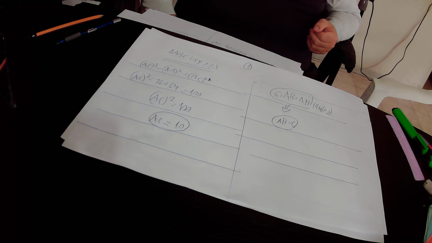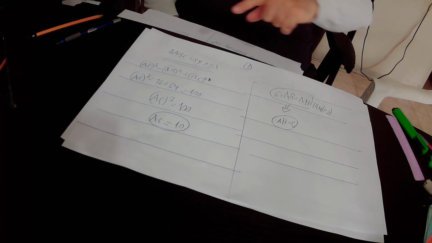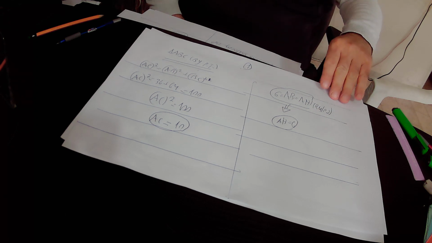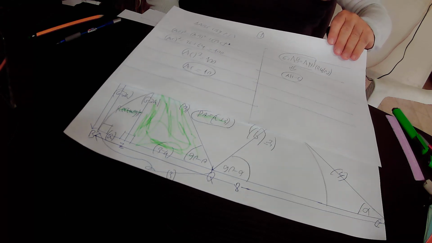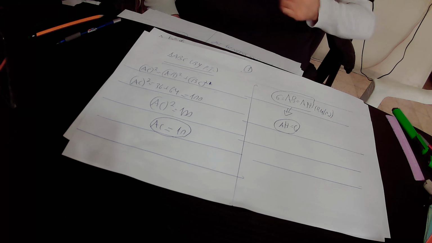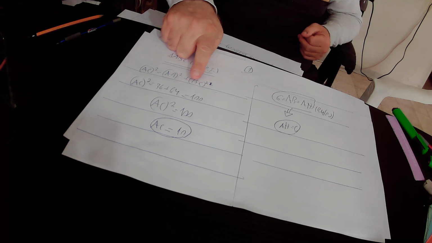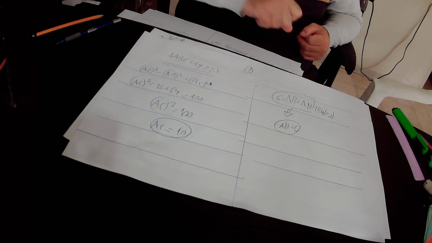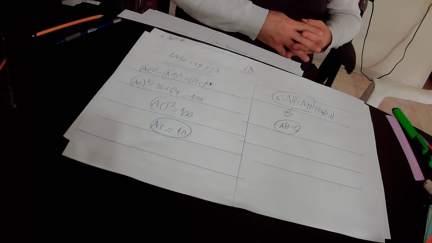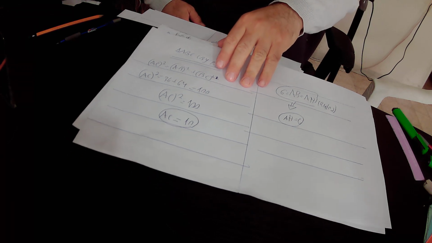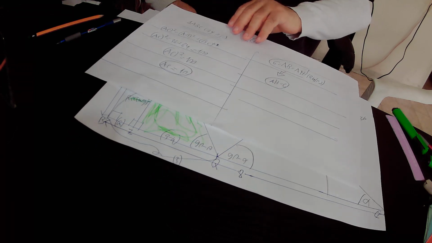So AC square equals AB square. AB is 6, therefore AB square is 6 squared, that is 36, plus BC square. BC is 8, therefore BC square is 8 squared, that is 64. So in total, AC square equals 36 plus 64, that is 100. So AC square equals 100. And from this equation, we find out that the missing hypotenuse AC equals 10 units in length.